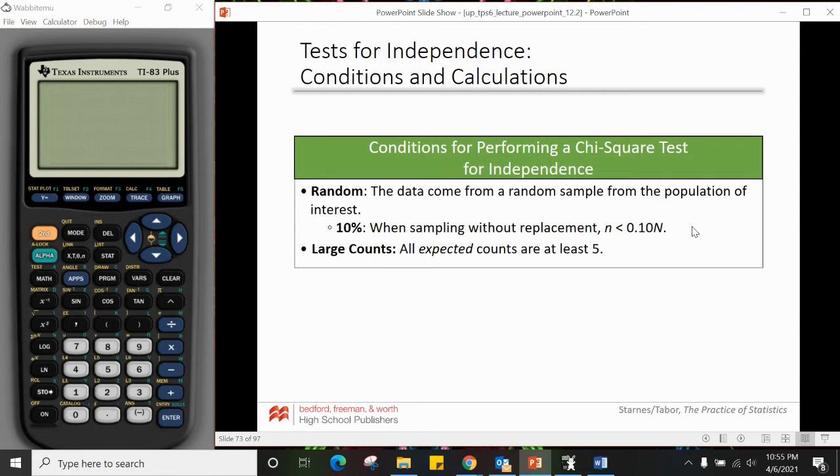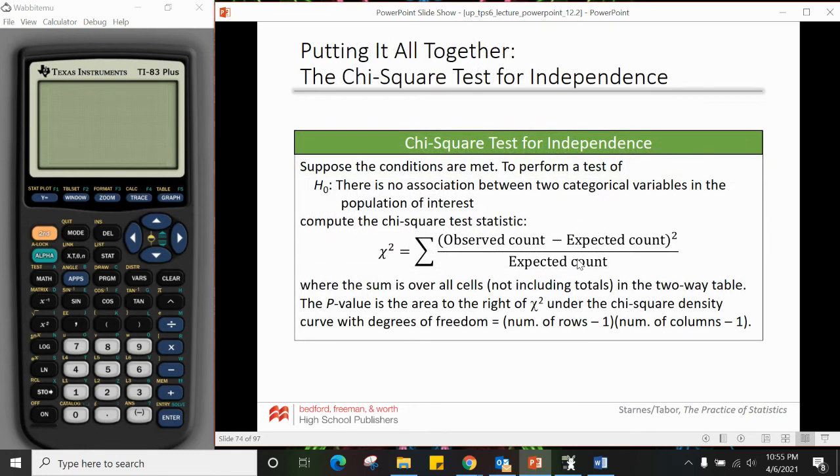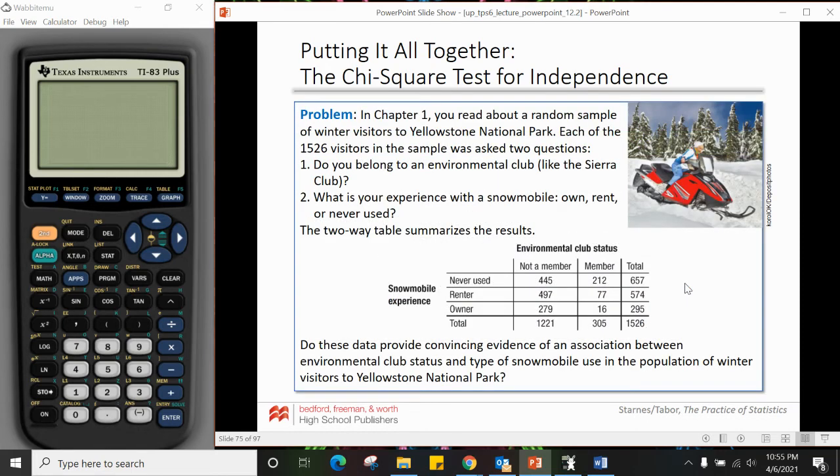The three conditions are exactly the same as before. Random sample, sampling without replacement where your sample size has to be less than 10%, and all expected counts must be at least 5. This picture should look very similar to the most recent one for the test of homogeneity. Same idea here. Same way to find your degrees of freedom as well. Timeout.